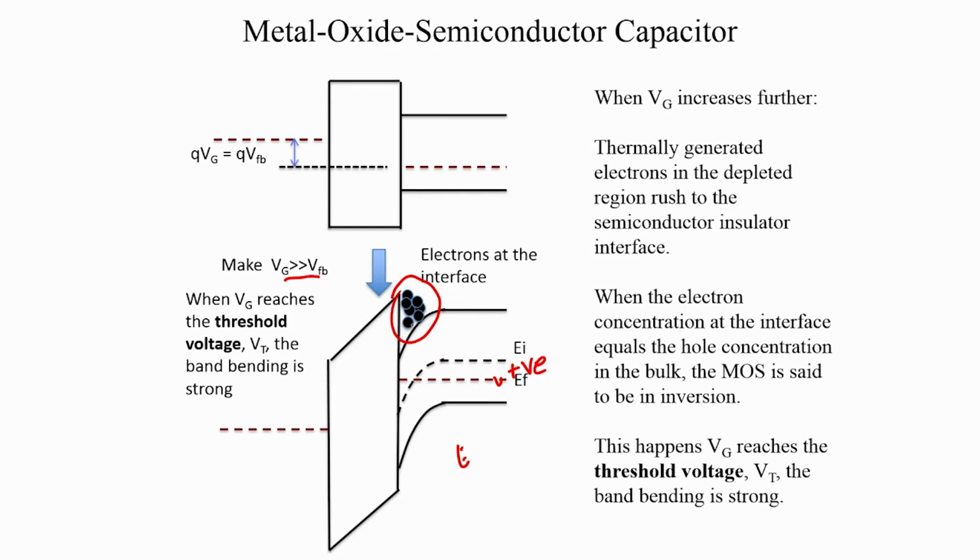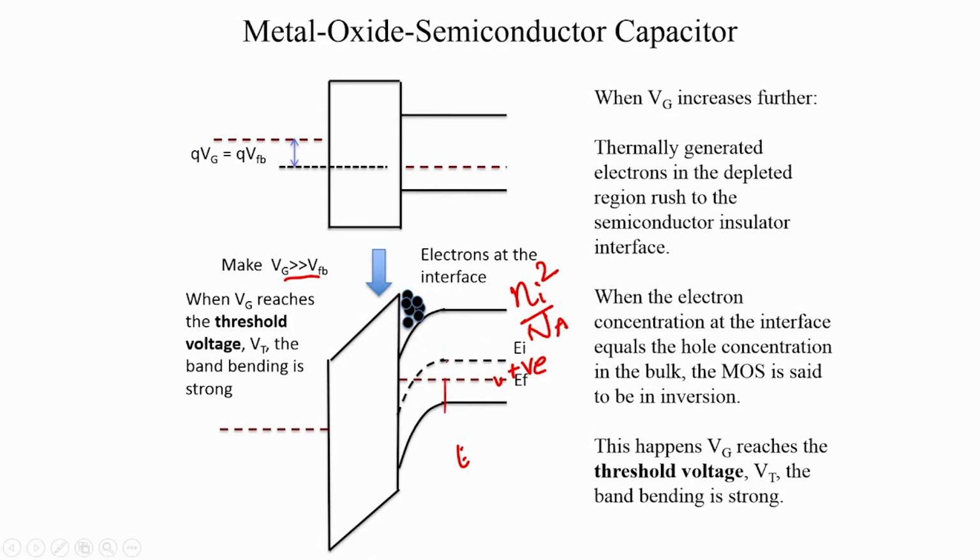Now, where are these electrons coming from? There are no electrons in the p type material. The p type material has very few electrons, it has only ni squared by Na. So, these electrons are not migrating, definitely not. These are electrons that are thermally generated in the depletion region.